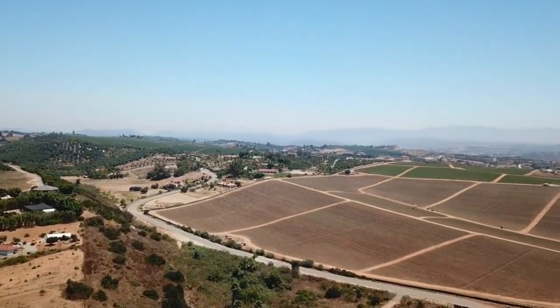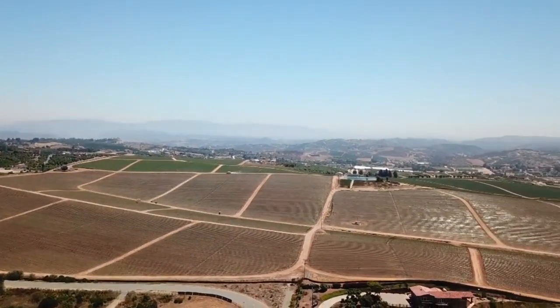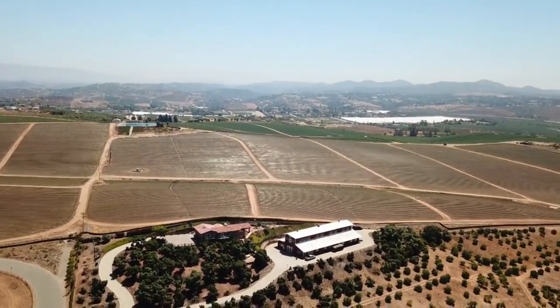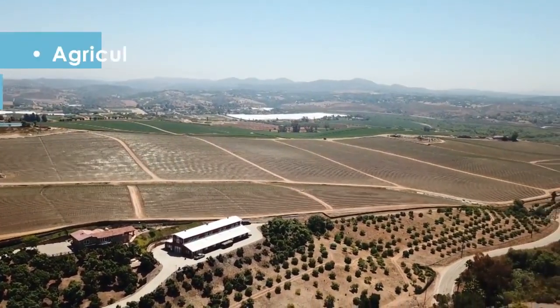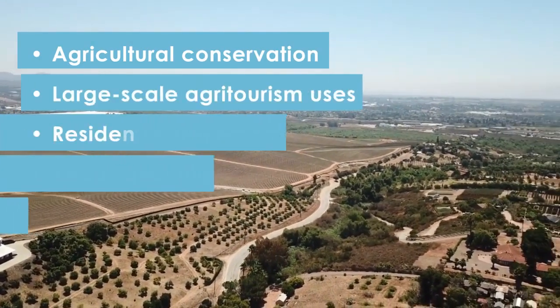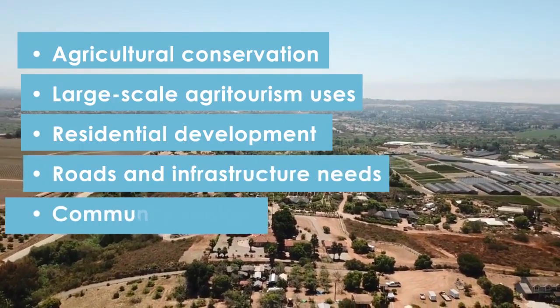Oceanside's farming industry. Recognizing the need to plan for the area's future, City Council authorized preparation of a community plan to direct future land use and address topics such as agricultural conservation, large-scale agritourism uses, residential development, road and infrastructure needs, and community design.